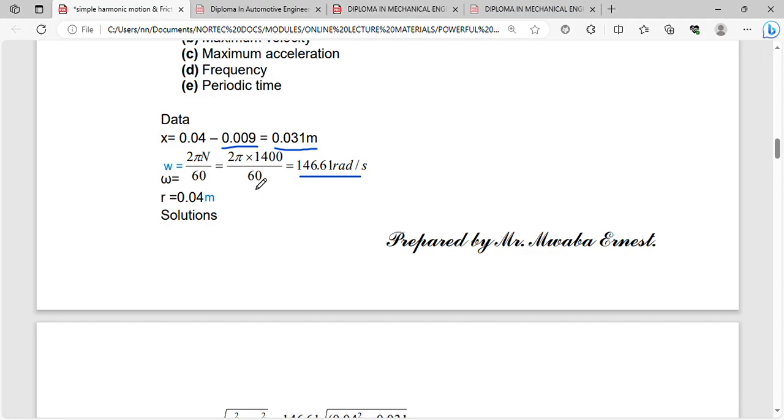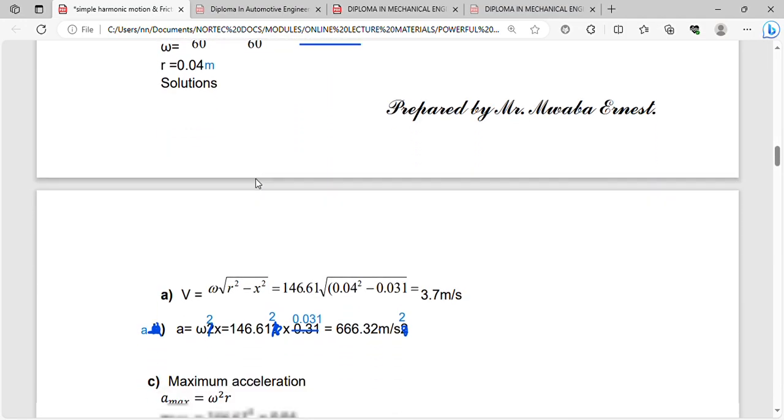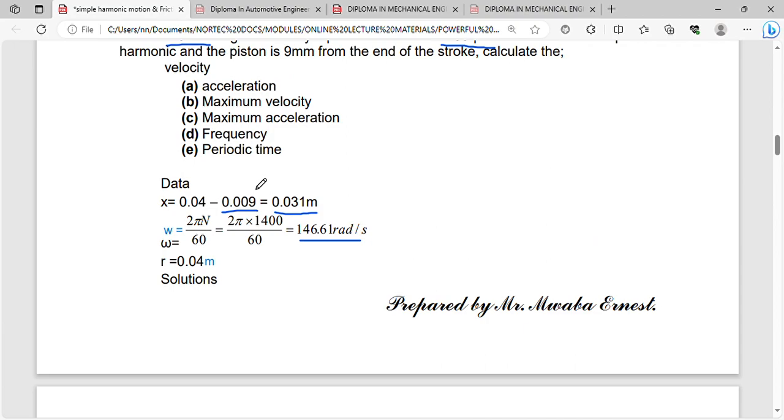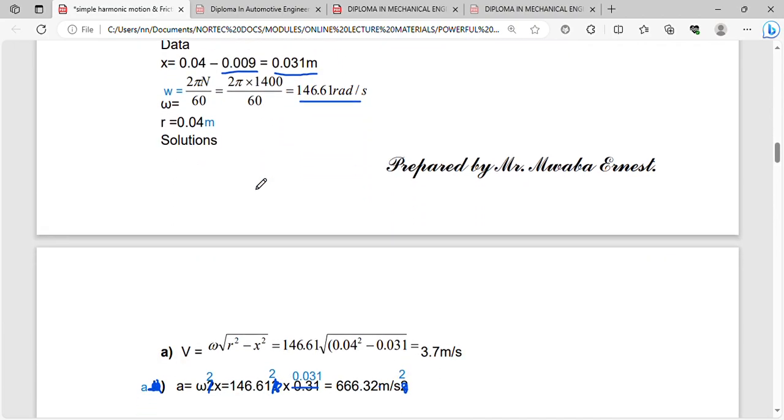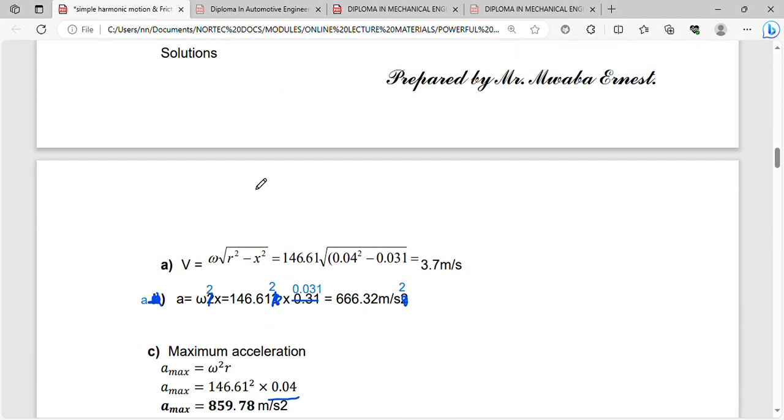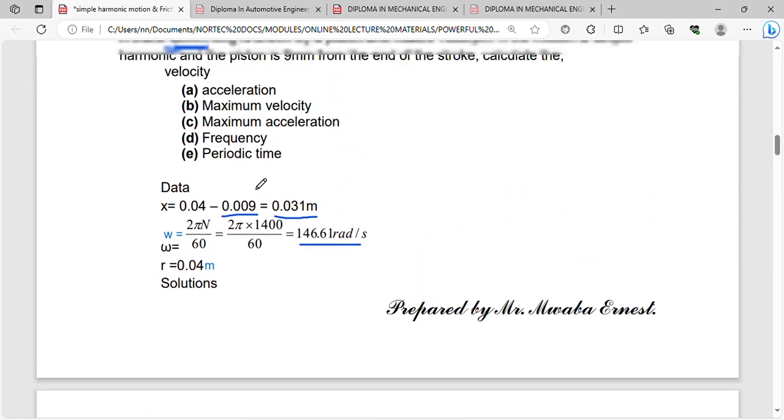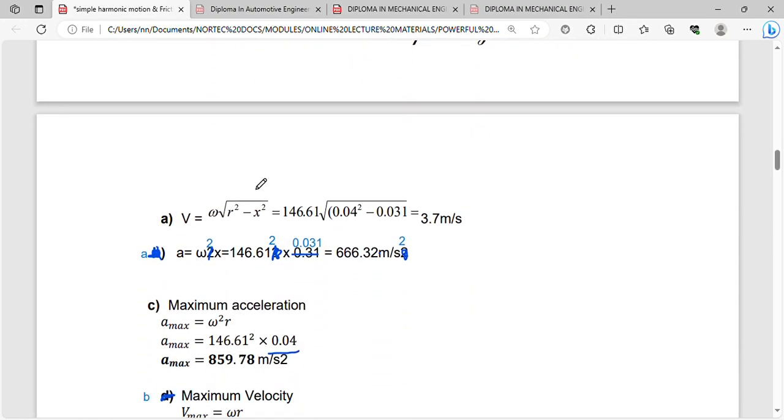Then, of course, we've already done that. That's correct. So the next one we have is R, which is 0.04. This one we already went through. We can pick up the first one. So the first question is asking for the acceleration, and our solution was this one, which was looking like part B. That's the first one.